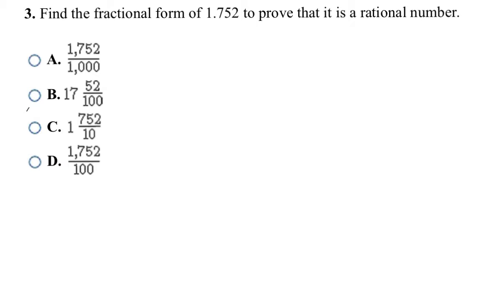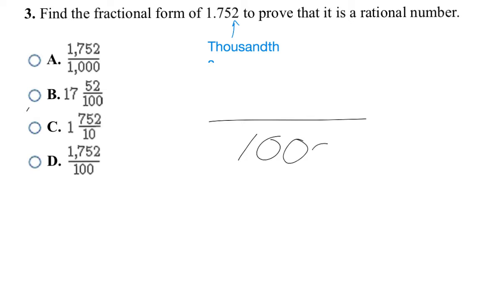Since a number being in fraction form is the true definition of a rational number, that's why you have to do this. So remember, you're going to look at the place value of the last number to the right of the decimal. Here is a 2, and that 2 is in the thousandths place value. So since that 2 is in the thousandths place value, I'm going to put 1,000 as my denominator.